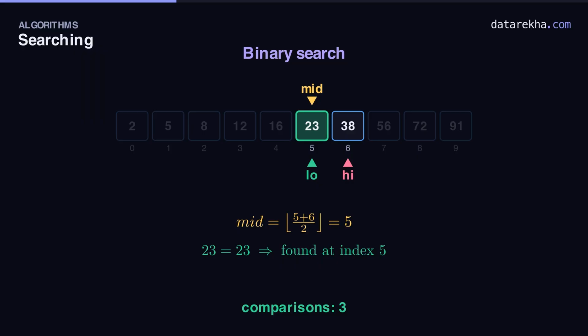Look what happened to the search space. 10 boxes, then 5, then 2, then 1. Each step cut in half.